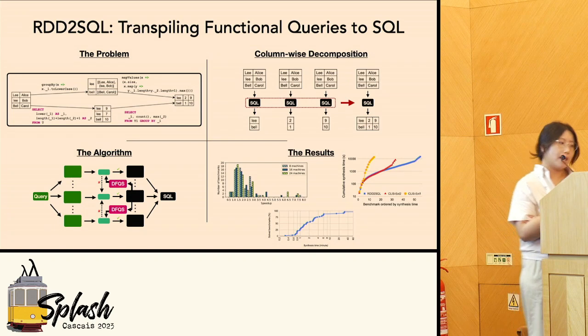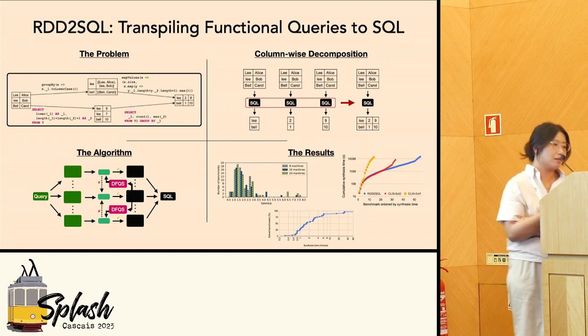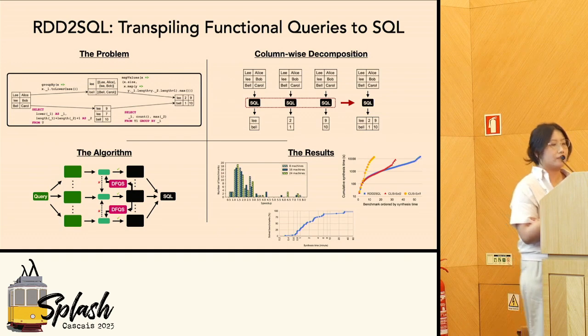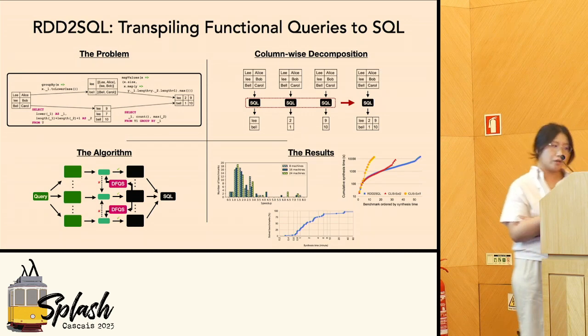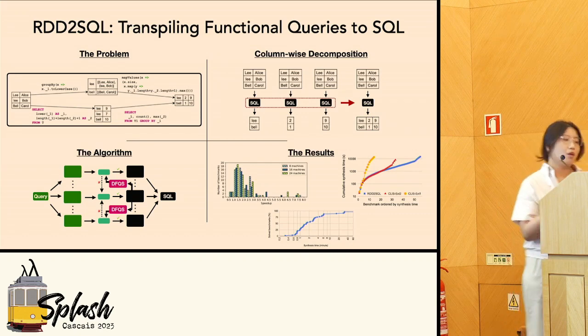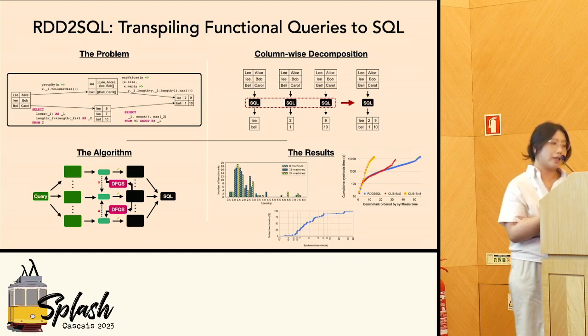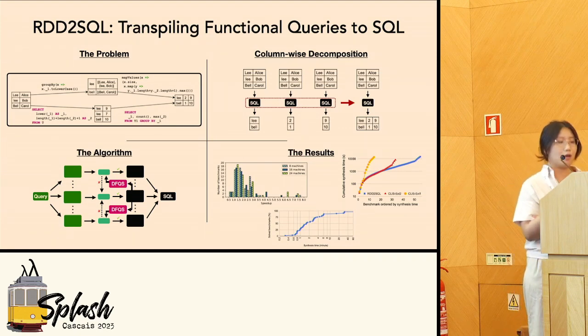So in this talk, I discussed our algorithm for automatically synthesizing SQL queries from functional big data queries. I first explained the problem and motivated why it is challenging. Then I explained the key idea behind our algorithm, column-wise decomposition. Then I explained our synthesis algorithm, which solves the problem by decomposing it into individual translation problems for each of the columns. Finally, I showed the results of our prototype implementation called RDD to SQL, which indicate that our algorithm can successfully transpile a variety of queries, and is able to transpile many more queries than other related work in the literature. Thank you so much, and I'm happy to take some questions if I can answer them.